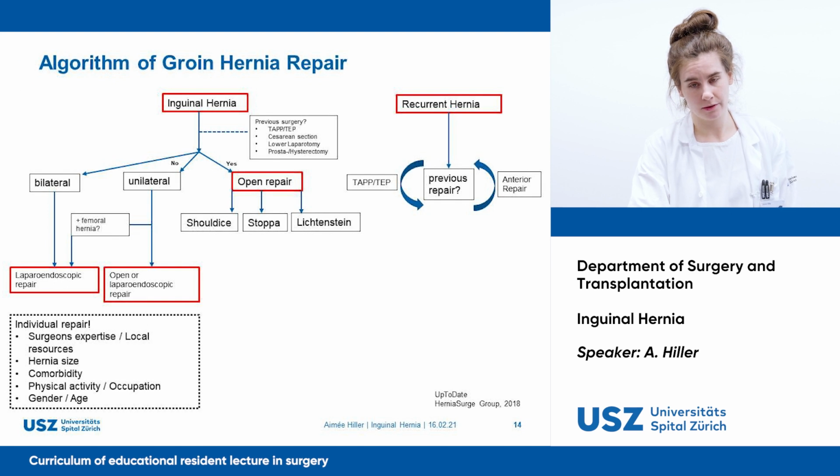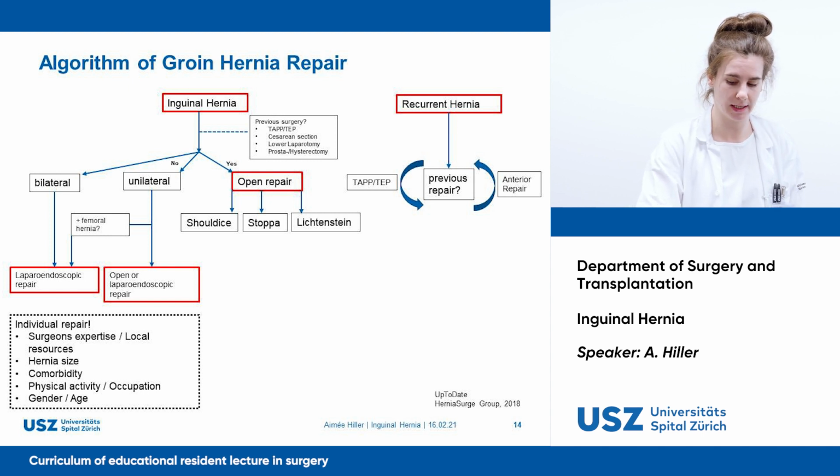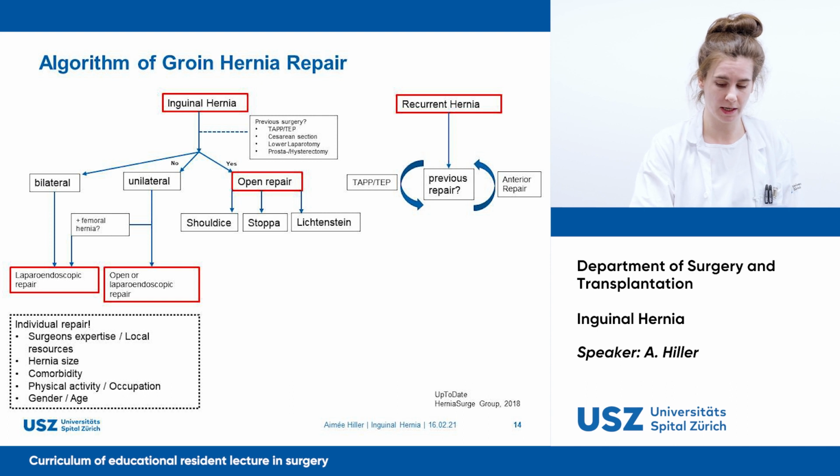So here you see an algorithm of groin hernia repair. If we have a patient with an inguinal hernia who underwent a previous abdominal surgery, we would rather choose an open repair. There we can choose between a mesh-based repair, so either Stoppa or Lichtenstein, or we can choose a suture repair, for example, the Shouldice.